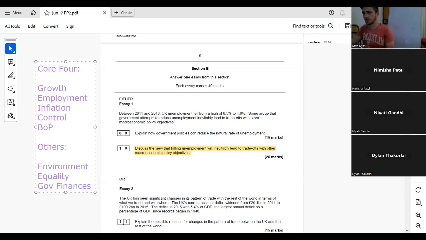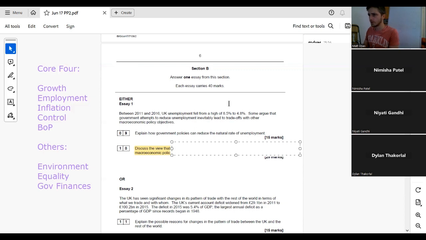So you've got the environment, equality, and government finances. And it's very difficult to achieve all of these at once. In fact, achieving one often comes at the expense of another. So 25 markers on this idea are very common. And you just replace this with another objective.